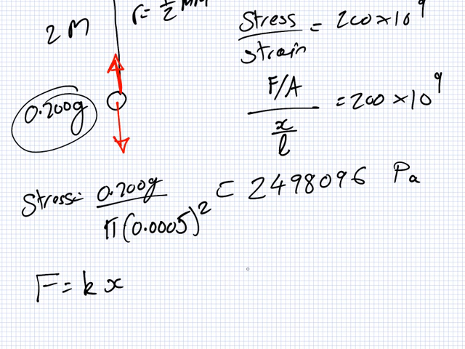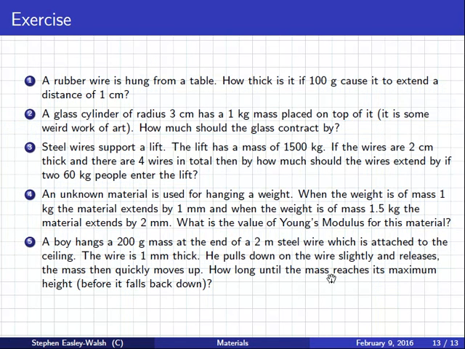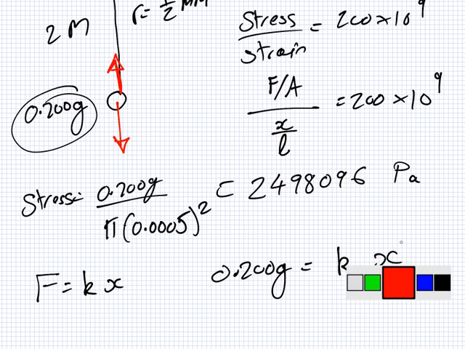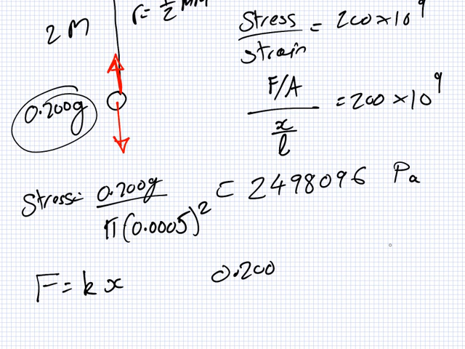But you also have the formula from Hooke's law, F equals kx. So you can also know that 0.200 g is equal to k times x. Okay, and you also know that the F, yeah, oh, we wrote it there. Now, what I have to work out is the extension, which I haven't worked out, so we'll just delete that for a little bit.